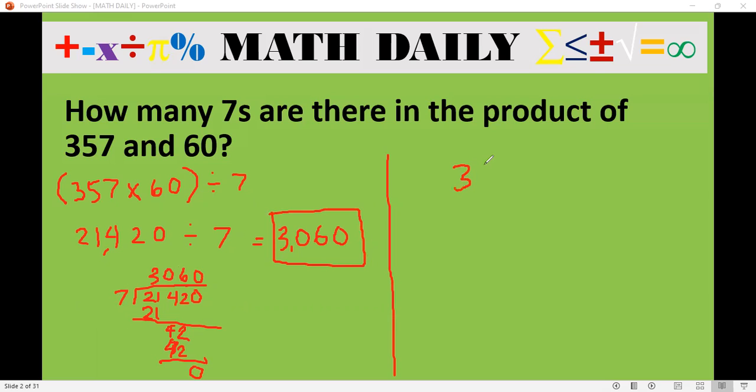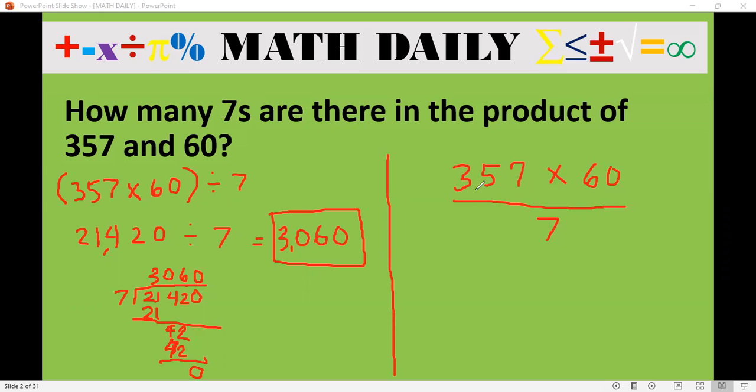This is possible if one of the factors given is divisible by the number that you are going to use. So try to observe the given numbers. We have 357 and the other one is 60. After multiplying, we divide by 7. So instead of going through the long process, we can do it by the cancellation process.